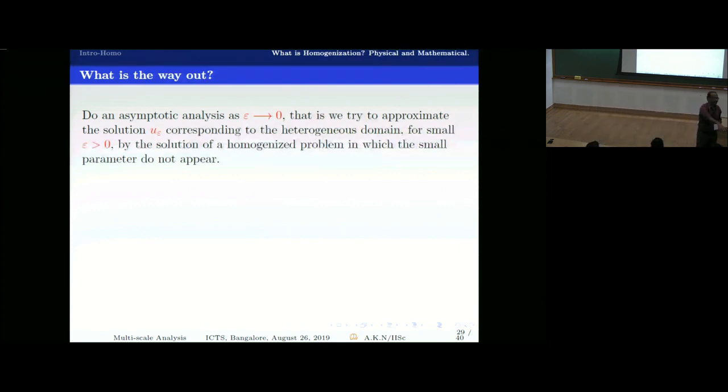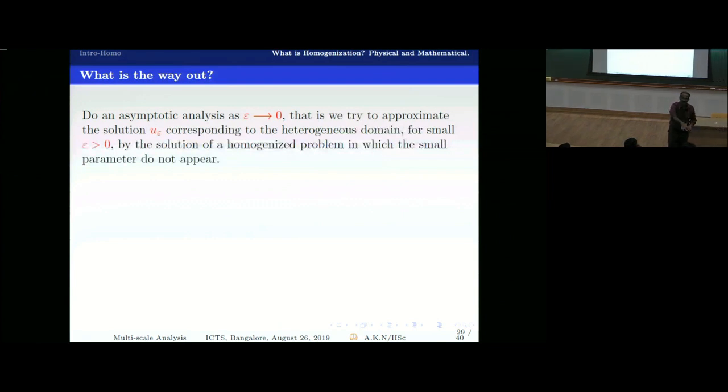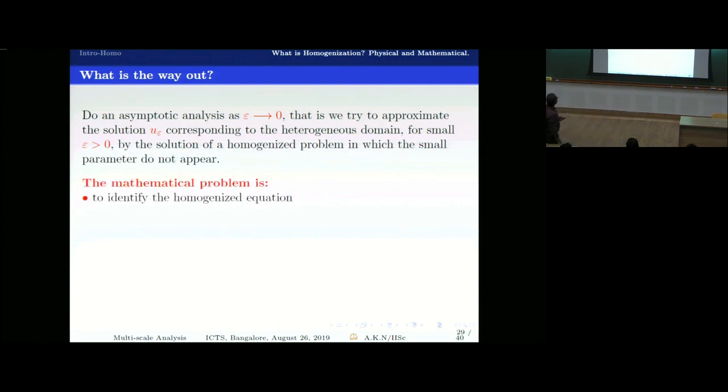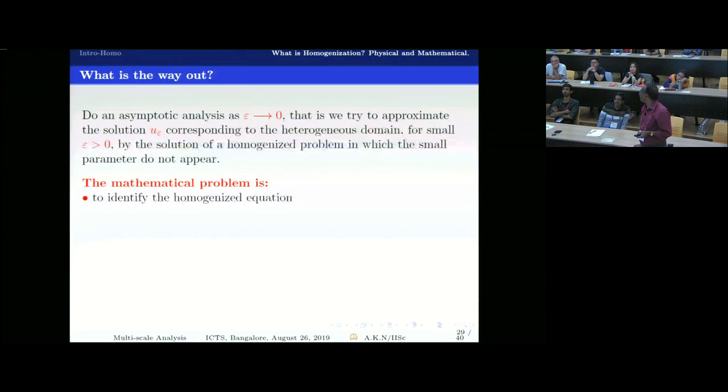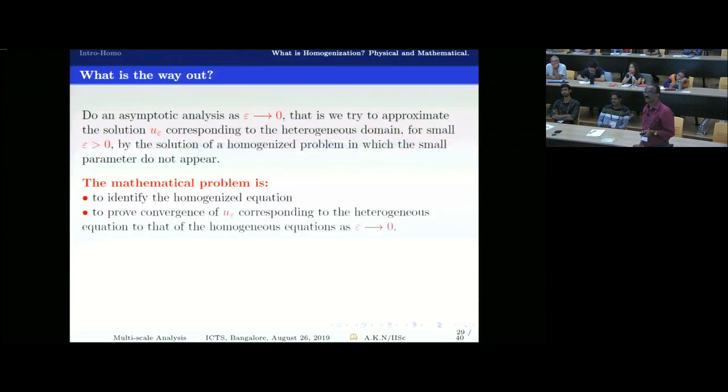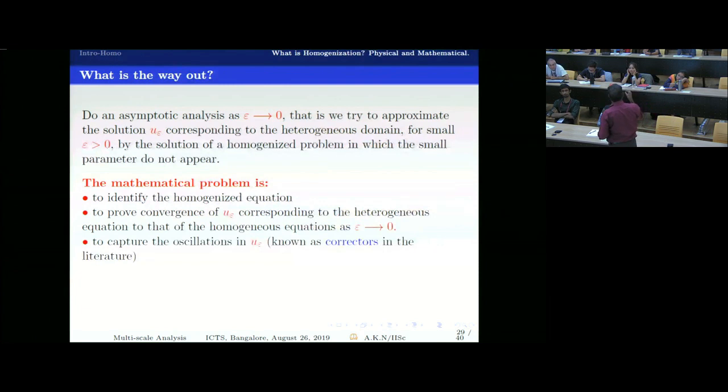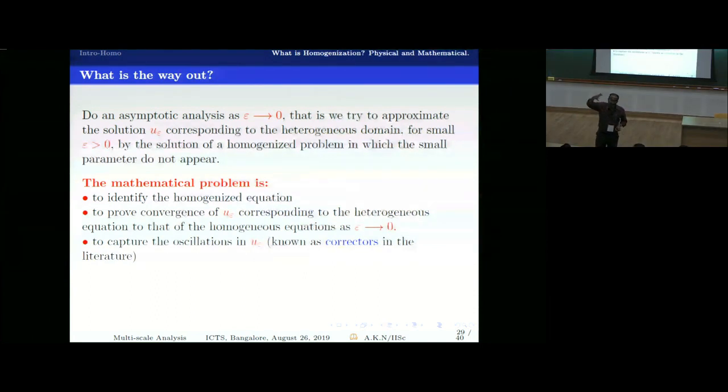Basically, you have a family of differential equations. You want to understand the limiting behavior of that family of differential equations. So the mathematical problem is to identify the homogenized equation, to prove the convergence of u epsilon corresponding to the heterogeneous equation to that of the homogeneous equation, and to capture those oscillations. I told you the solution has implicit oscillations. You want to capture them because they are not directly given. Your coefficient may be oscillating, you understand, but the solution comes through your PDE, and that may not show it directly. You want to understand that.